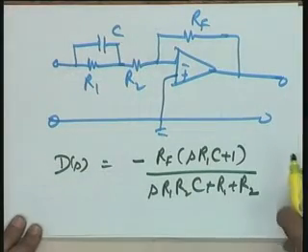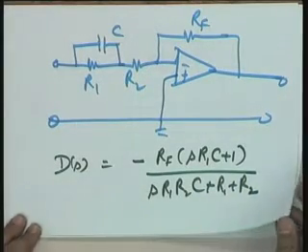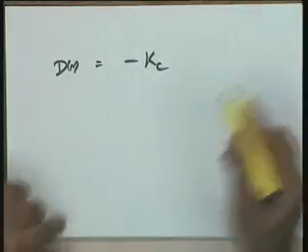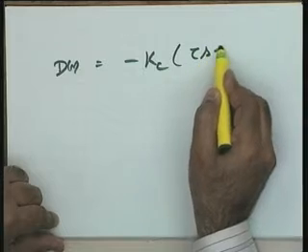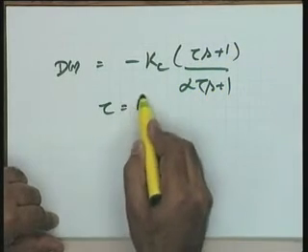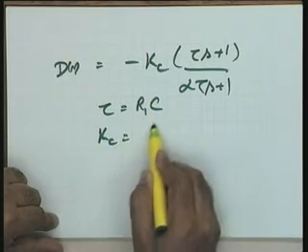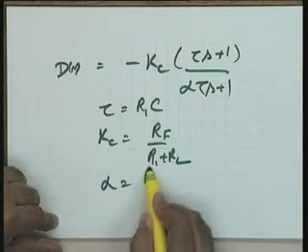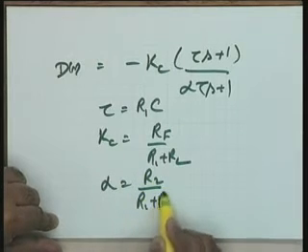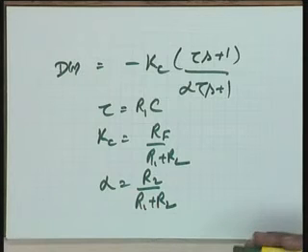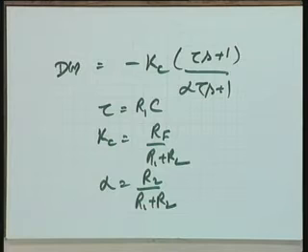This is the transfer function I get for this particular op-amp circuit, and rearranging this transfer function in the format we know, it is minus Kc, it is tau s plus 1 divided by alpha tau s plus 1, where tau is equal to R1C, Kc equal to Rf by R1 plus R2 and alpha equal to R2 divided by R1 plus R2. So both poles and zeros and the gain, all the three parameters can suitably be adjusted by adjusting the values of R1, R2, C and Rf.